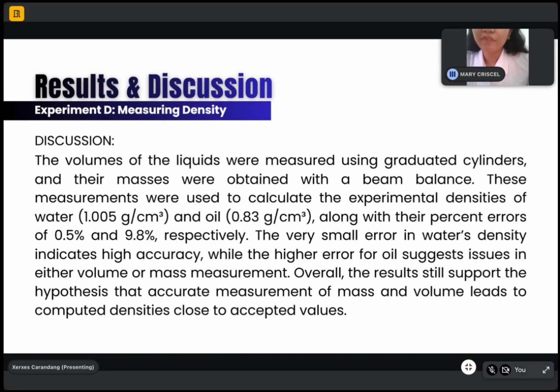The volumes of the liquids were measured using graduated cylinders, and their masses were obtained with a beam balance. These measurements were used to calculate the experimental densities of water, which is 1.005 grams per cubic centimeter, and oil, 0.83 grams per cubic centimeter.